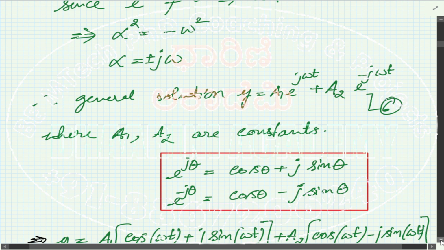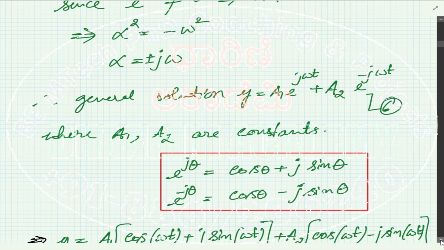So we'll write a solution in the following notation, and that is a1 e to the j omega t plus a2 e to the minus j omega t. We call this equation number 6. Let's say a1 and a2 are the constants, right? Now I can see e to the j theta in equation number 6.